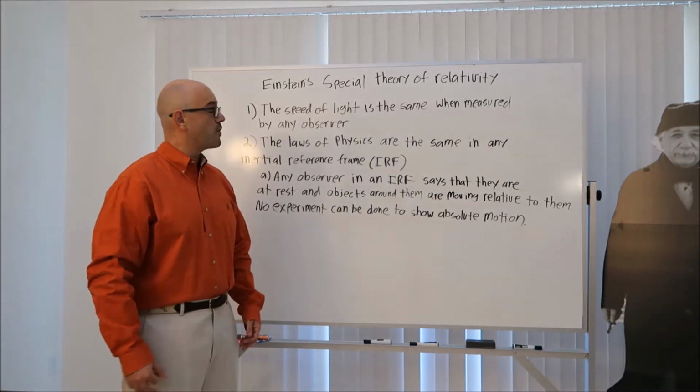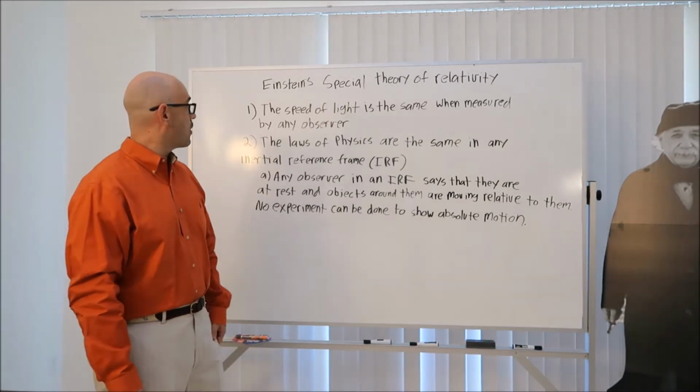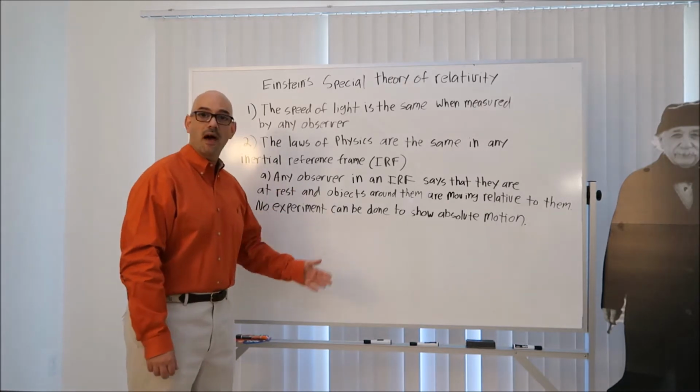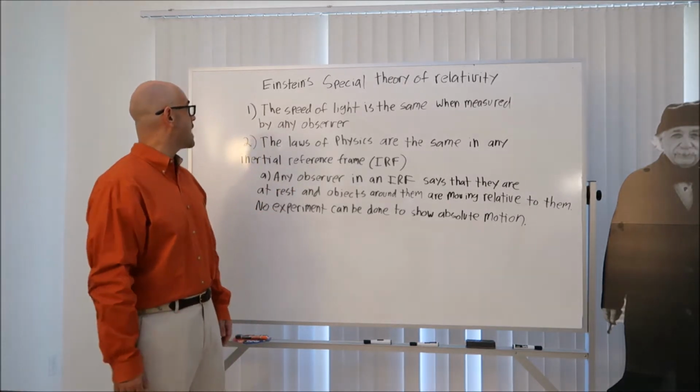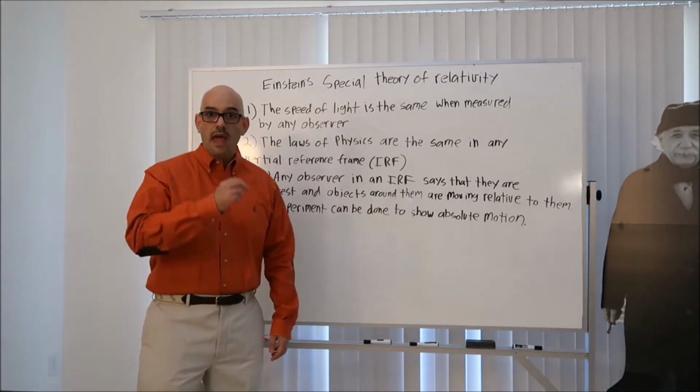So Einstein came up with two postulates for his theory of relativity, and I'm going to read through the postulates and then explain them. The first postulate is that the speed of light is the same when measured by any observer.